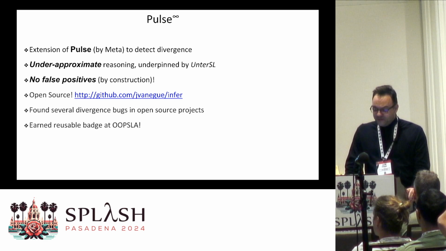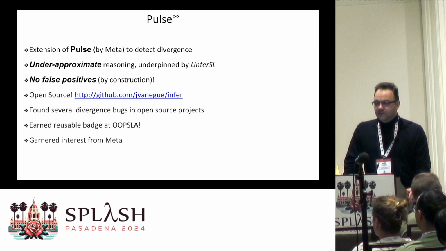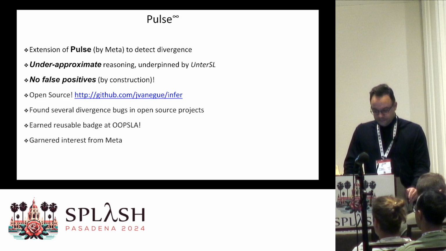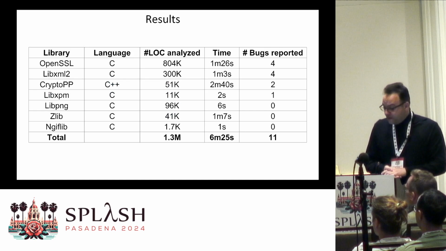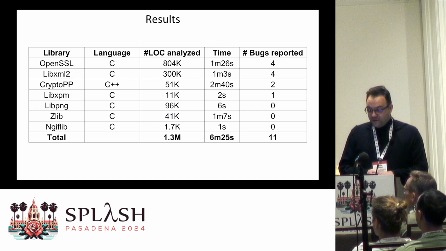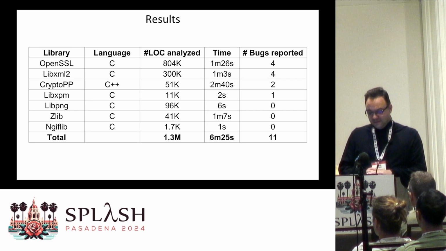And we found a number of different divergence bugs in real projects. We've got the reusable badge at OOPSLA. And we're working with the Meta folks to extend the tool and possibly integrate it. Our results: we found a bunch of real bugs in a bunch of real programs. As far as we know, we are the first tool that can handle very large programs for non-termination analysis.